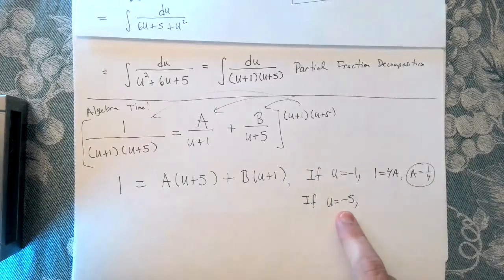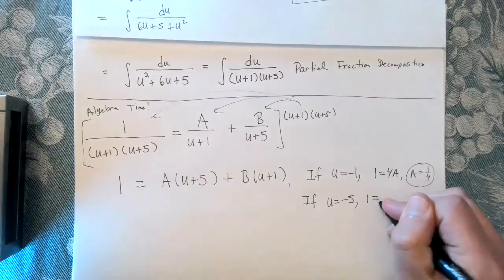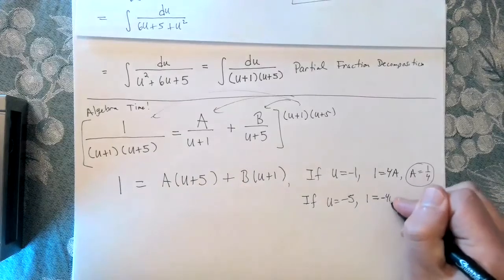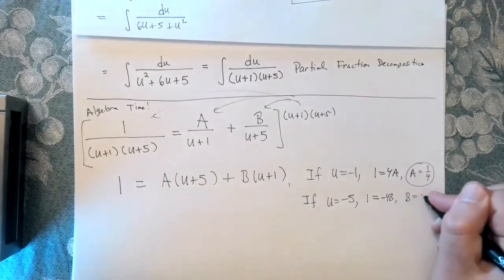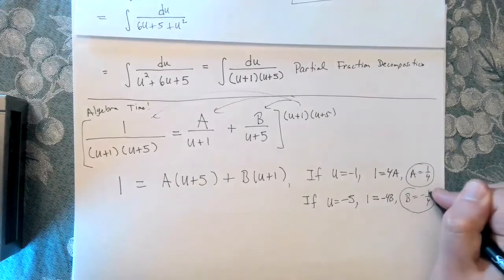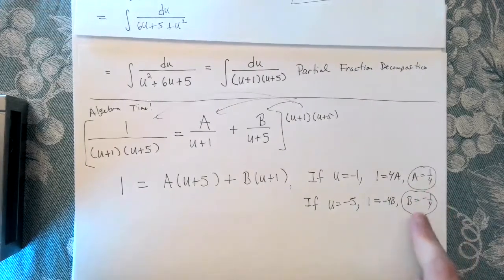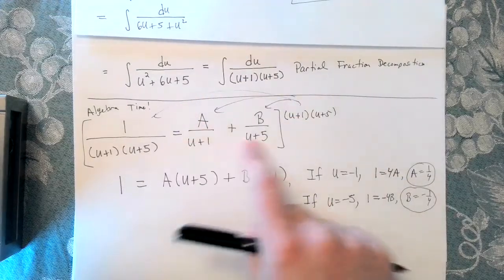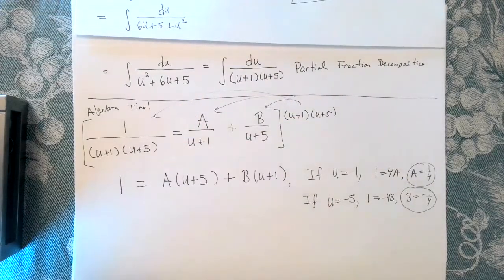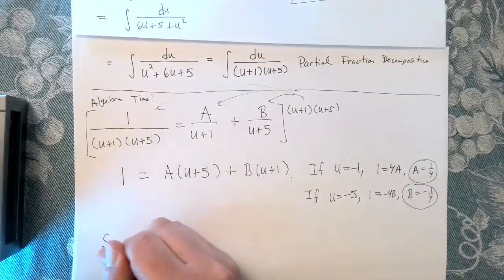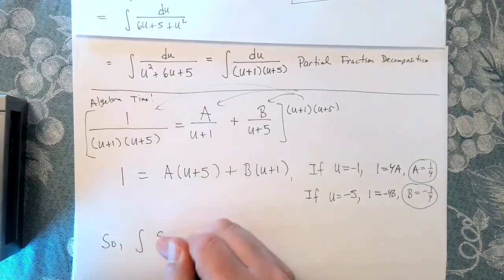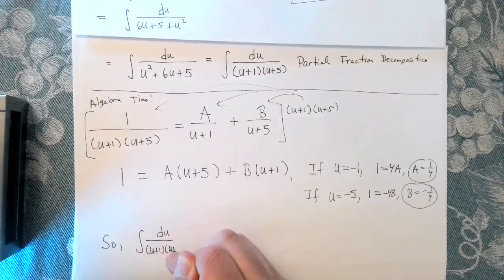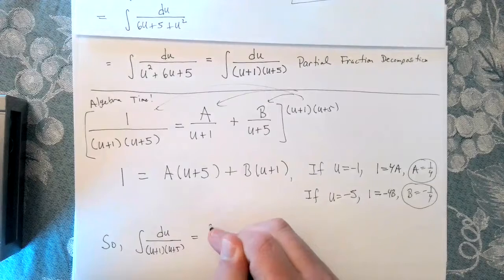So if u is -5, we have the following. 1 is equal to, well, that's going to vanish, and that should be -4B, and that implies that B is -1/4. So that's good. Since we're able to find A and B, that means we can rewrite this in terms of the integral of this. And so our original integral can be thought of like this.